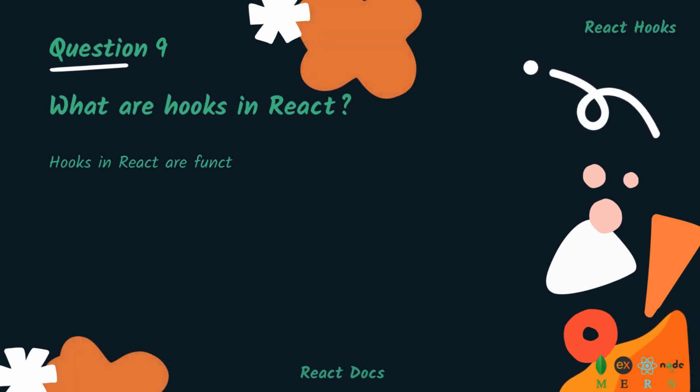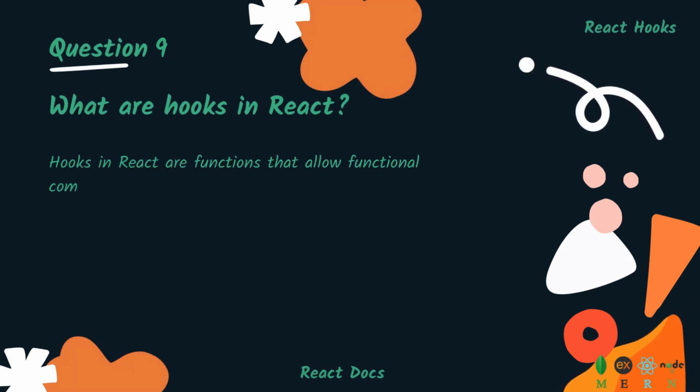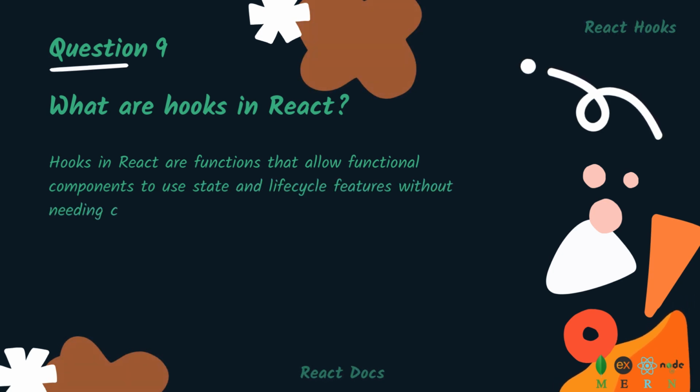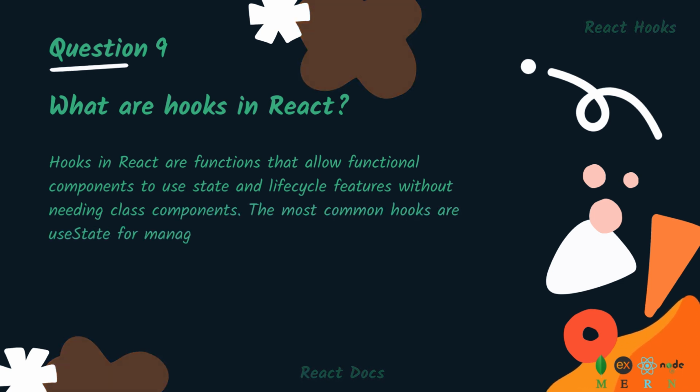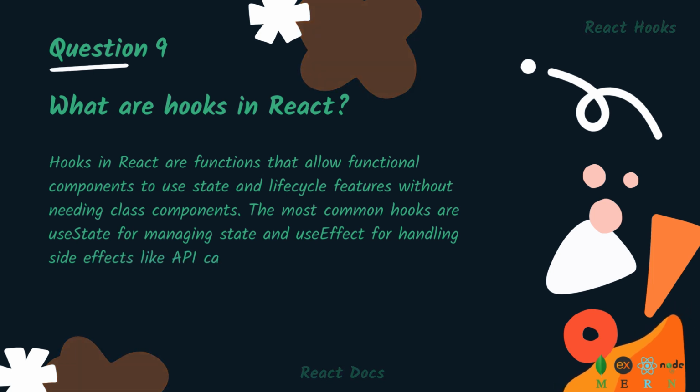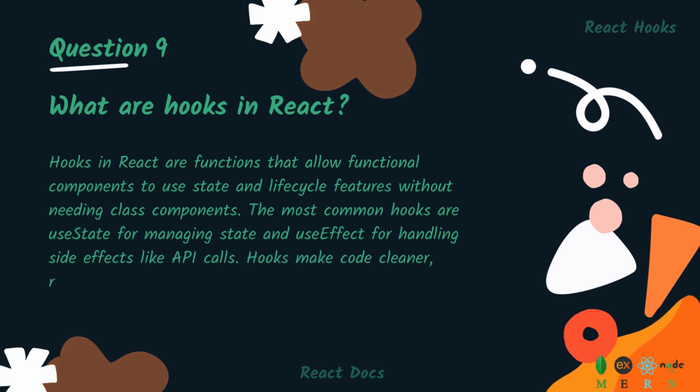What are hooks in React? Hooks in React are functions that allow functional components to use state and lifecycle features without needing class components. The most common hooks are useState for managing state and useEffect for handling side effects like API calls. Hooks make code cleaner, reusable, and easier to maintain.